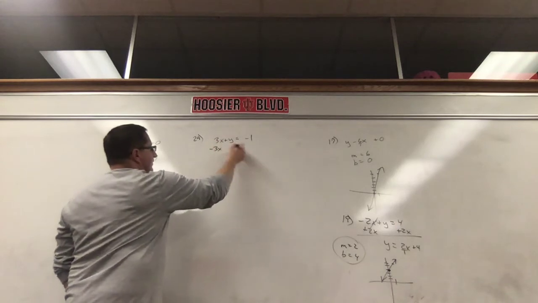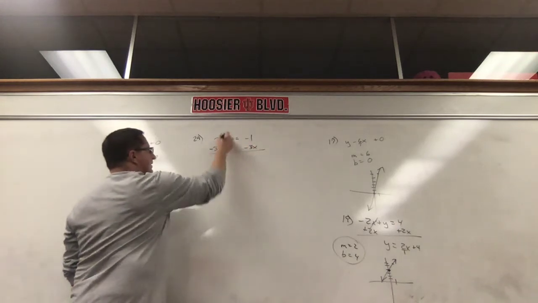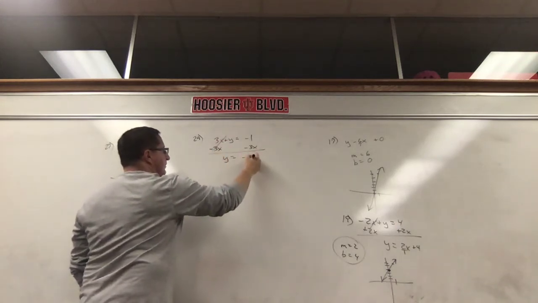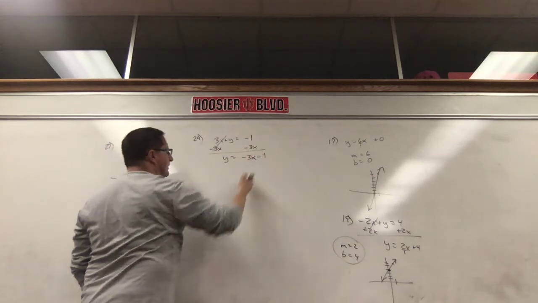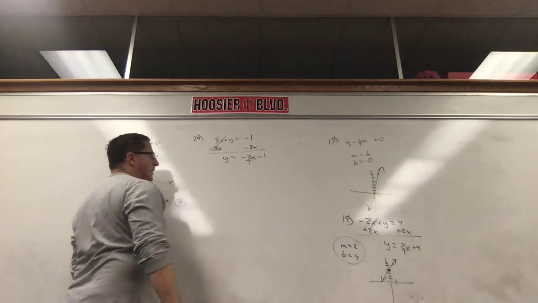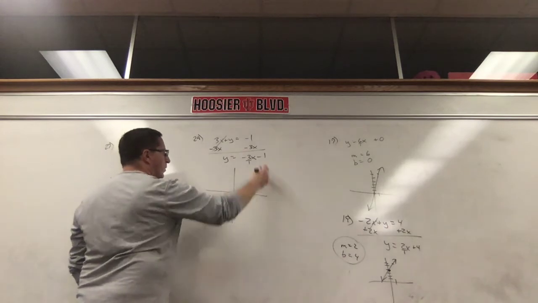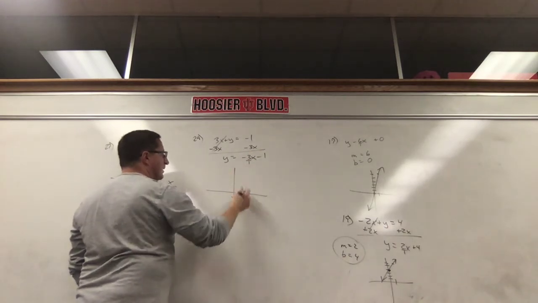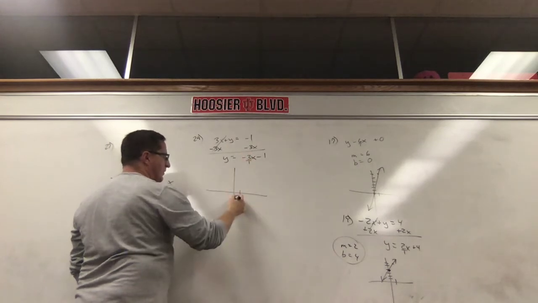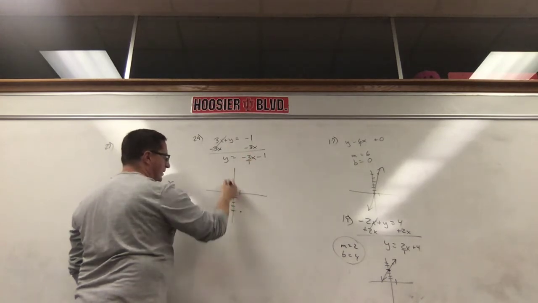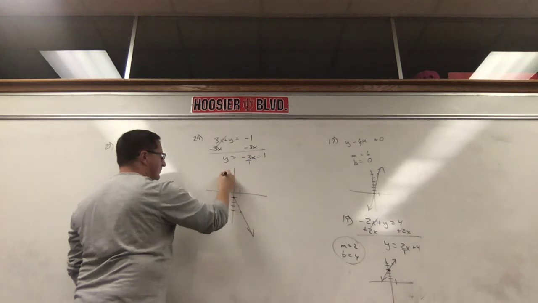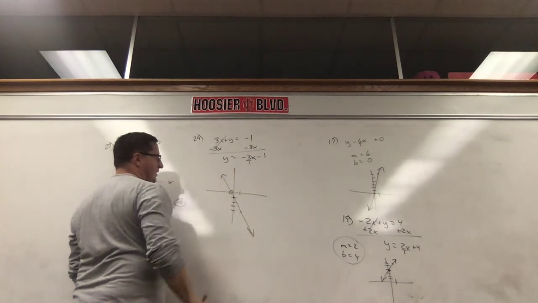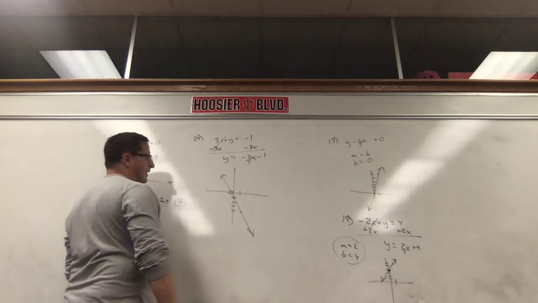Get rid of the 3x. We do that, these cancel. Y equals -3x, take away 1. -3 over 1. So our y-intercept is -1. That tells you to go down 1. Our slope is -3 over 1. We rise -3, we run +1. There's our line. So our x-intercept is right here, which is somewhere. I don't know where that is.